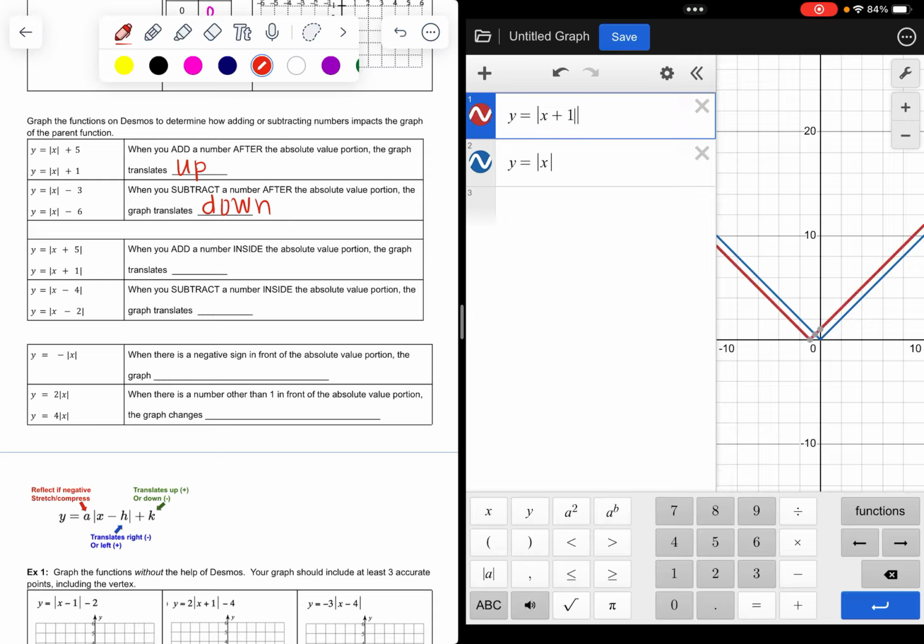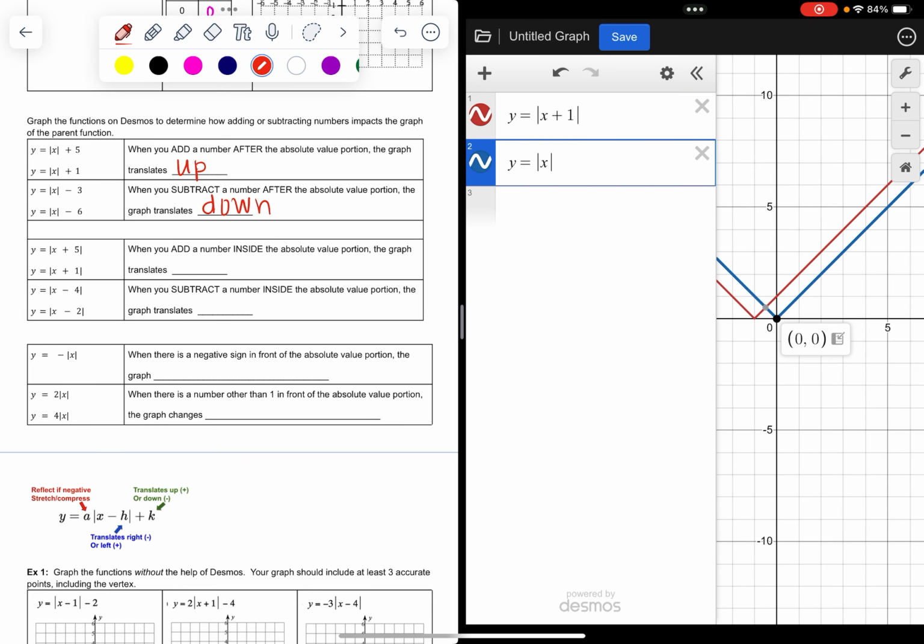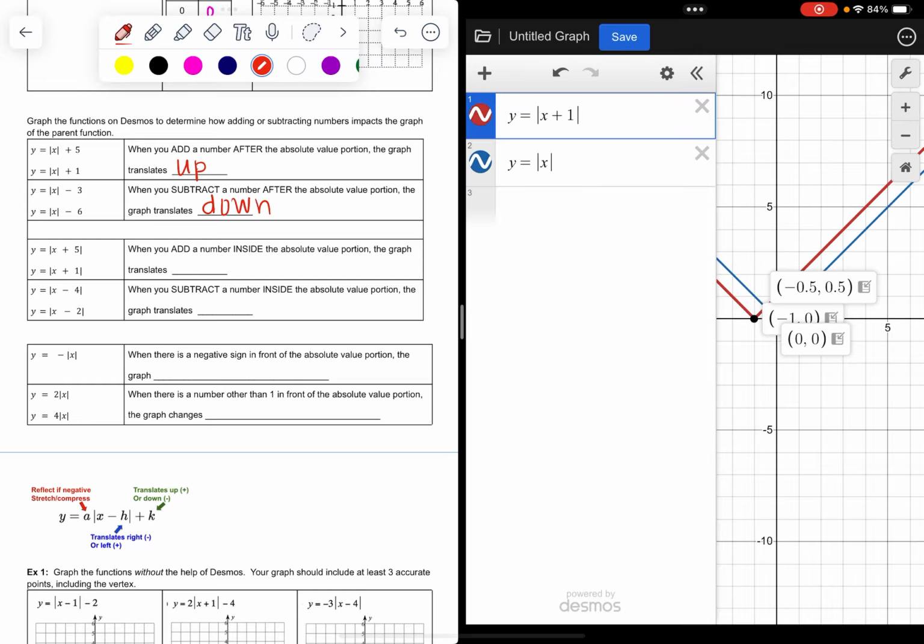Let's see when I add 1 inside the absolute value. Again, our original equation had a vertex at 0, 0. Our new one now has a vertex at negative 1, 0. So this one also moved left 1 space. So when we add a number inside, it moves left.